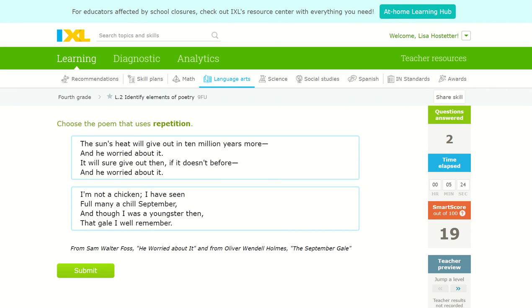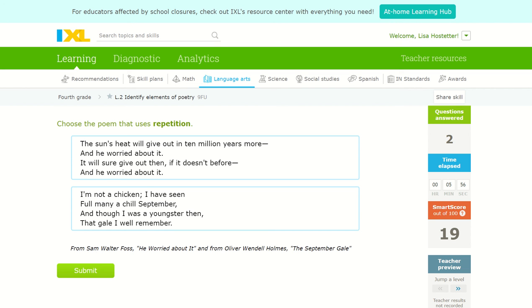And lastly, this last one we're going to do together, choose the poem that uses repetition. We talked about this last week. There are poems that repeat words or phrases, and usually those words or phrases are important to the poem. So the first one is, "The sun's heat will give out in ten million years more, and he worried about it. It will sure give out then if it doesn't before, and he worried about it." Okay, so we do see that there are two phrases repeated.